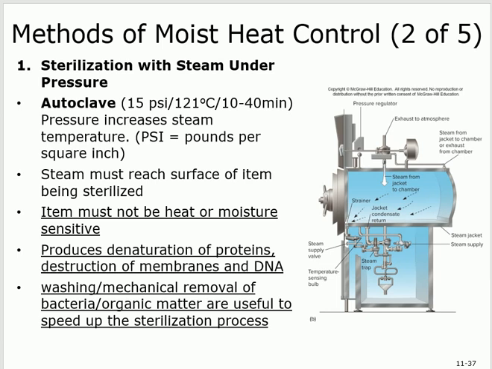Before using the autoclave, you can do some washing and mechanical removing of the bacteria, which we call degermination. That will speed up the sterilization process. So here's what they do. They don't take the dirty instrument and throw it in the autoclave. They first wash it and clean it a little bit, so you're decreasing the microbial load, and then they put it in an autoclave.